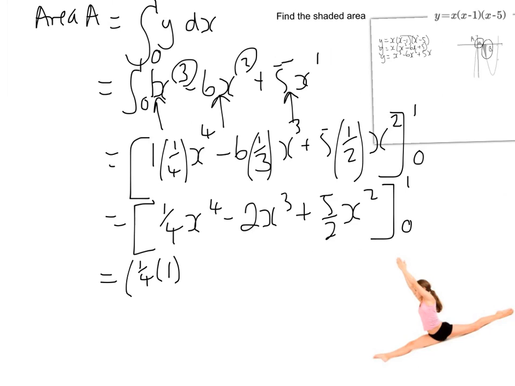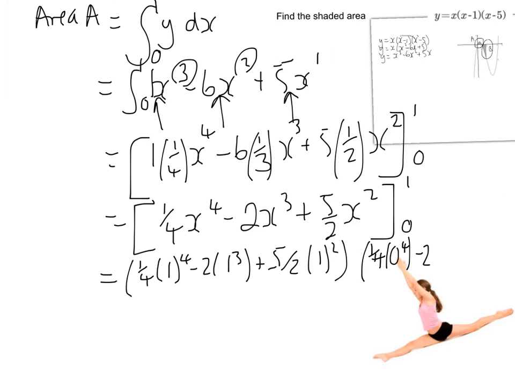1/4 1 to the 4 minus 2 1 cubed plus 5 over 2 1 squared. And now the zeros go in, so we're going to get 1/4 0 to the 4 minus 2 lots of 0 cubed plus 5 over 2 0 squared. There's a squared in there. Okay, with a big bracket. And don't forget, we are minusing the 2 brackets.